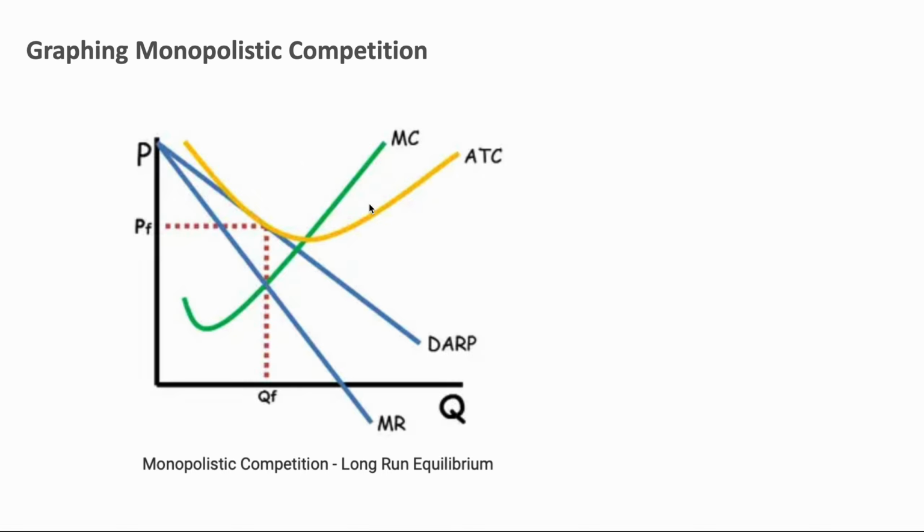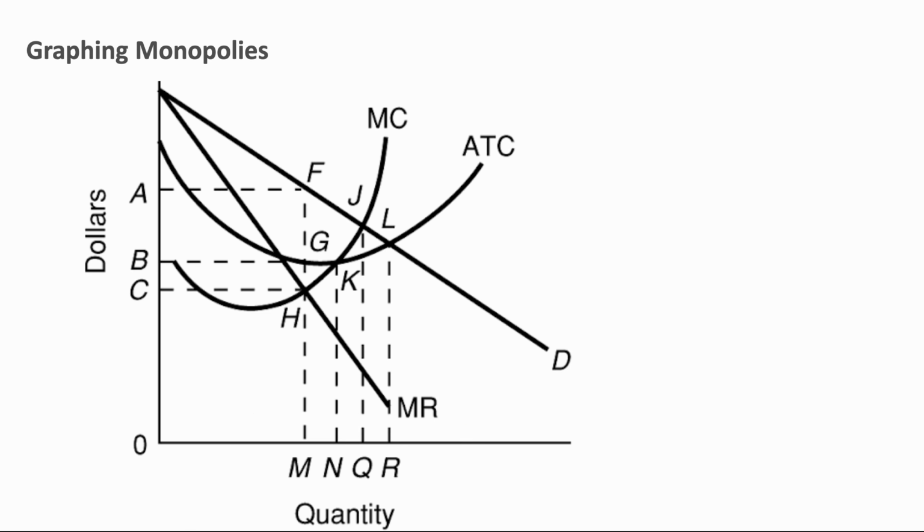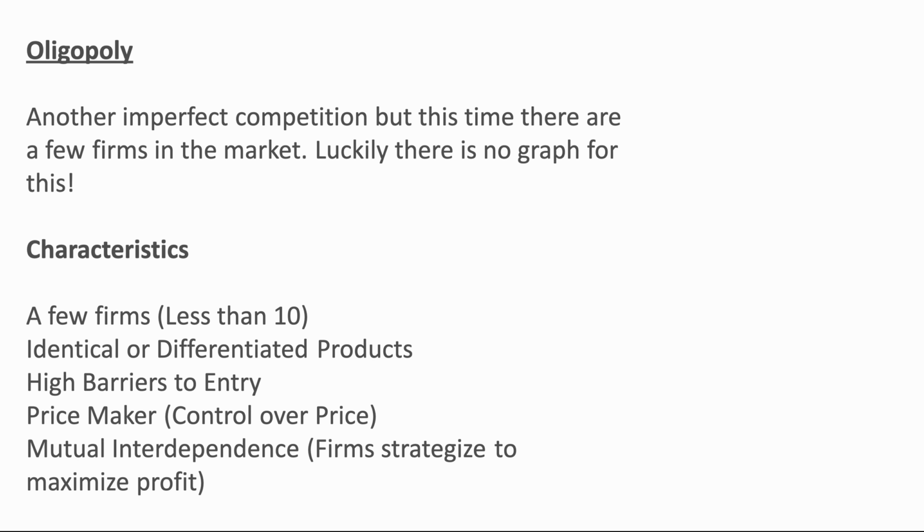But in the short run, it looks like a monopoly graph, kind of like what we saw here. Now let's go into oligopoly. It's a bit unique, but it's somewhat easy to understand. An oligopoly is a situation where we have a few firms, not one, not hundreds, but a few, maybe 5, 3, 10, something like that. So a few firms. You can have identical or differentiated products, it doesn't matter.